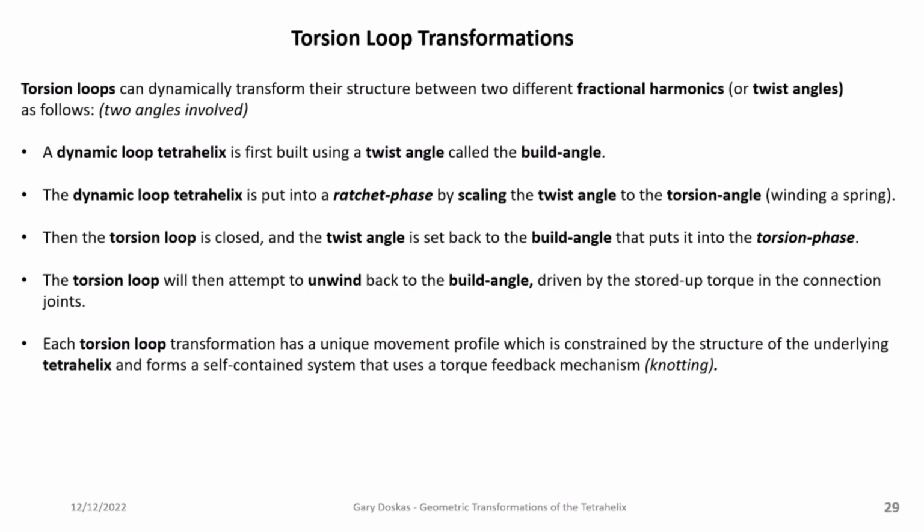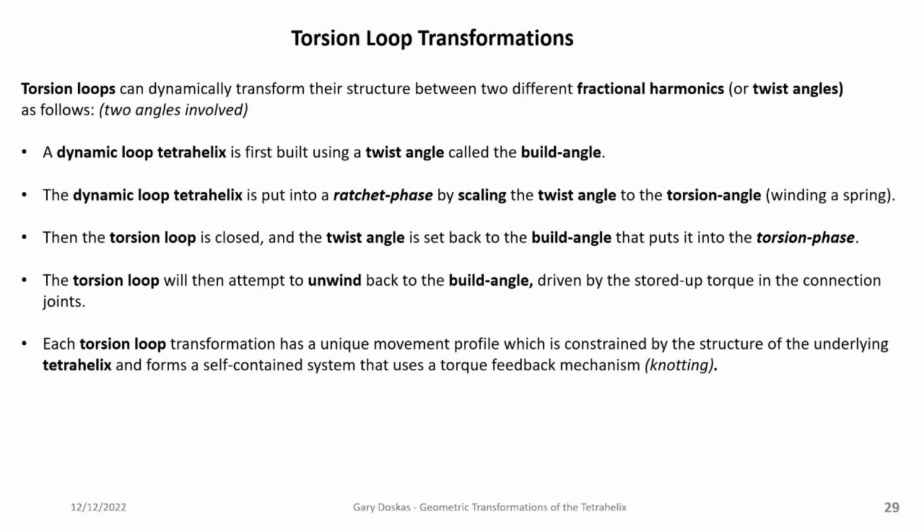Now, to describe the creation of these torsion loop transformations, we start with a dynamic loop tetrahelix, and it's first built with a twist angle that I call the build angle. Then the dynamic loop tetrahelix is put through a ratchet phase by scaling the twist angle to what's called a torsion angle. This is like winding up a spring. It's loading up some torque in the tetrahelix. And then when the torsion loop is closed, the twist angle is set back to the original build angle, and this puts it into the torsion phase. And now the torsion loop will attempt to unwind itself to get back to the build angle, driven by the torque stored in the connection joints.